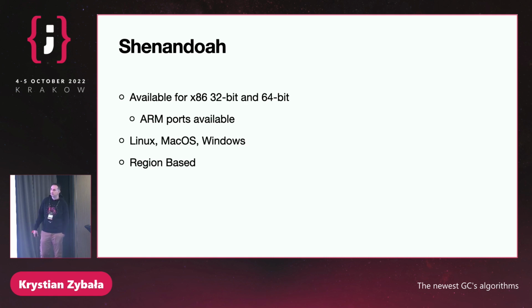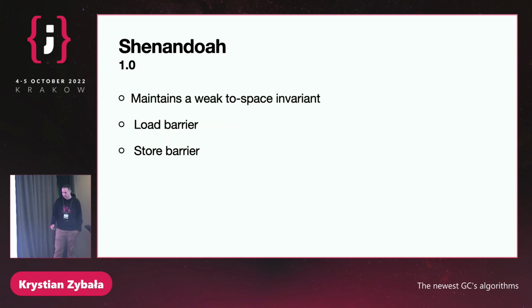What is more important is that it is available on x86 architecture and 64-bit architecture. ARM is available. Of course, all systems are supported. It is basically based on regions, the same situation as G1. You have to know that Shenandoah has two versions, and the first version maintains only a weak to-space invariant. It means that most of the updates on the object should be executed on the to-space copy, but sometimes it's not properly handled.